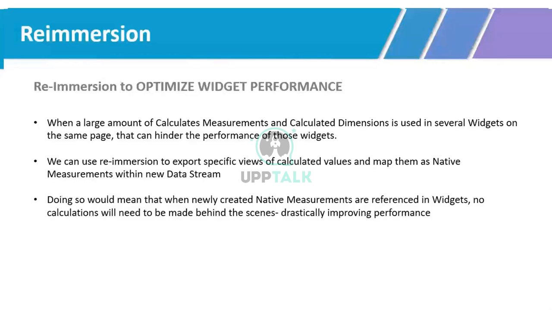We use a remergent to export specific views of calculated values and map them with the native measurements. By doing this, the newly created native measurements are referenced in widgets. No calculations will be made behind, and this drastically improves performance.